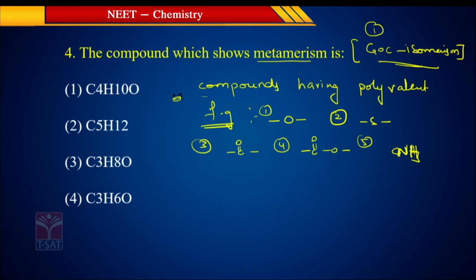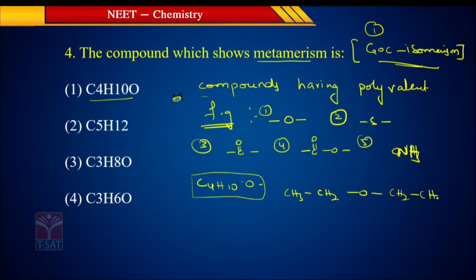Particularly here they have given a compound like this, C4H10O. Metamerism is a type of isomerism where the polyvalent functional groups have different alkyl groups. Their formula will be the same, but the alkyl groups are different. C4H10O, we will see now: CH3, CH2, O, CH2, CH3. Is it C4H10O or not? Yes, this is one of the isomers of the formula C4H10O.